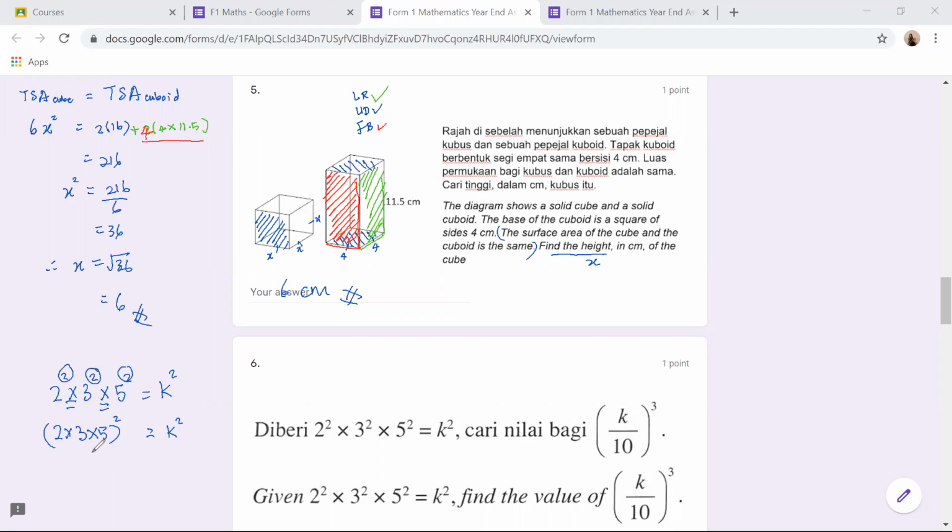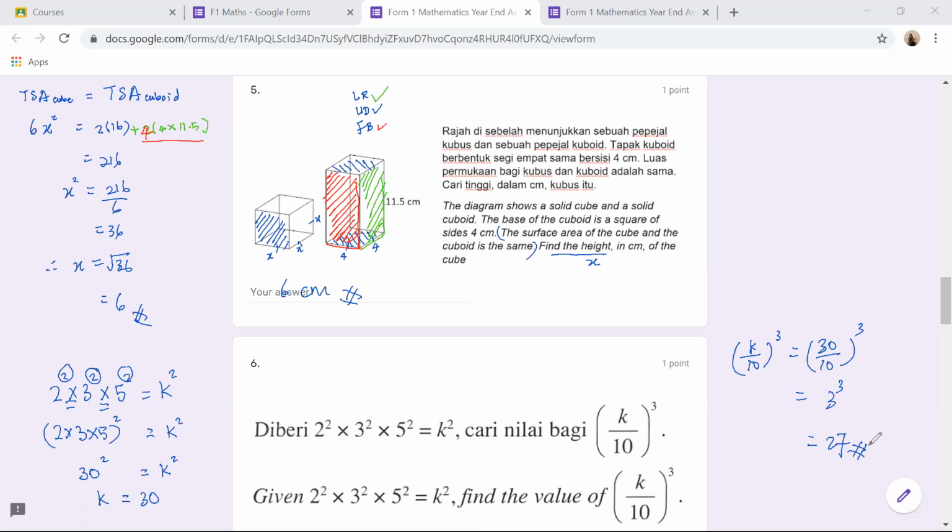So what is left inside will be 30 squared equals to k squared. Therefore, k will equals to 30. Not finished yet, because we need to use this to count this. So k over 10 raised up to the power 3 will be 30 over 10 raised up to the power 3. So that will be 3 to the power 3. We got 27. So 27 is our answer.